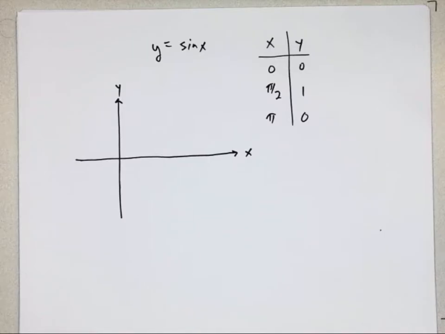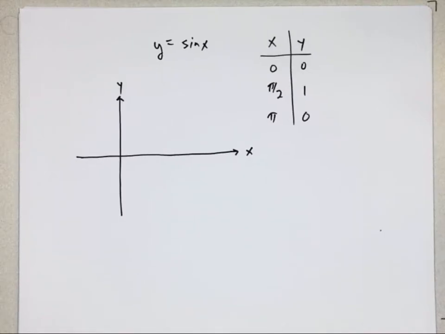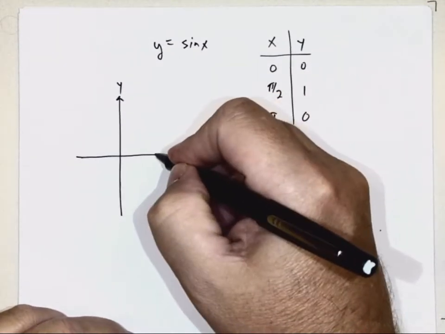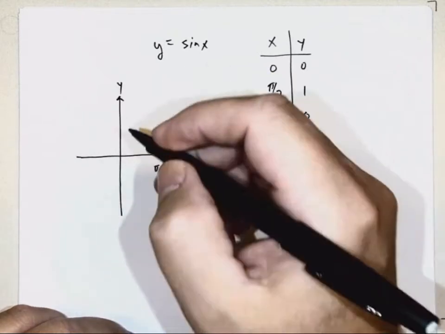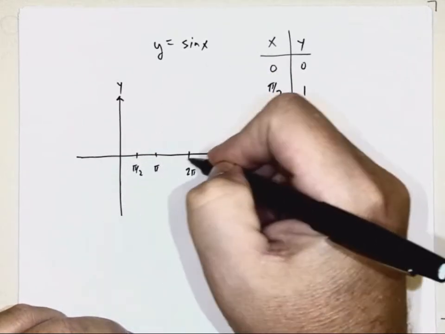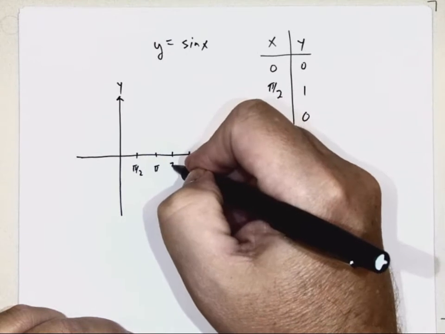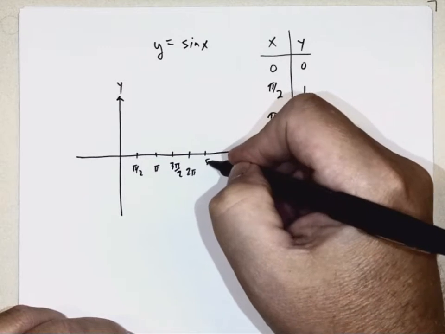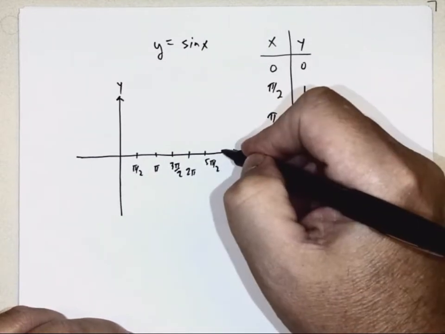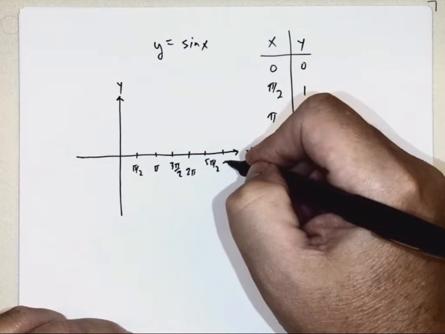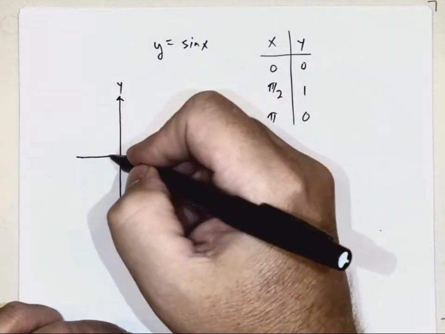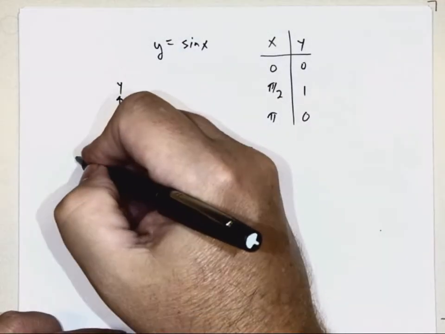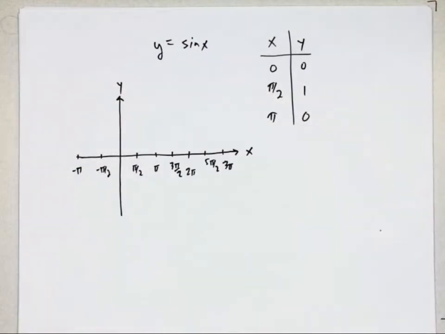So my x-axis is like my angle, and let's call this right here 2 pi. So half of that would be pi. Half of that's pi over 2. And here you have 3 pi over 2. If we want to keep going, 5 pi over 2, and then 3 pi. And over here, we have negative pi over 2, negative pi.